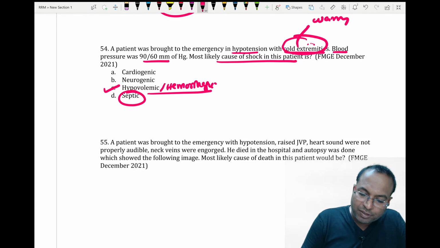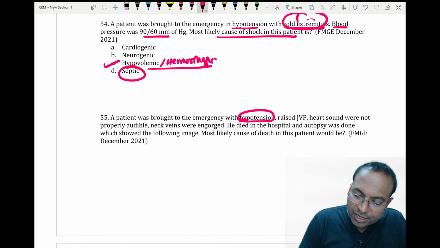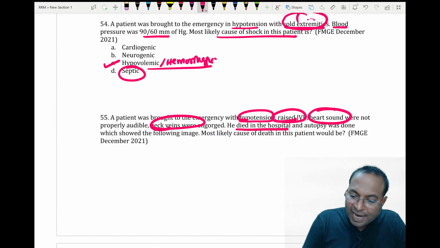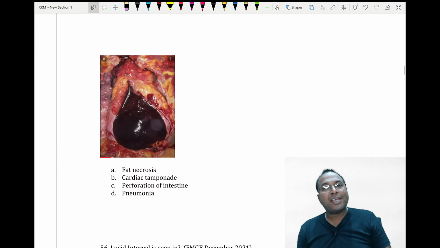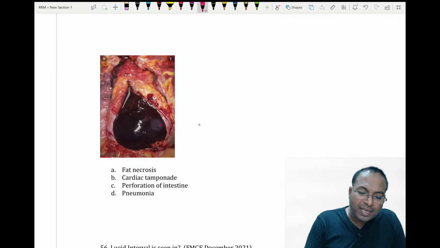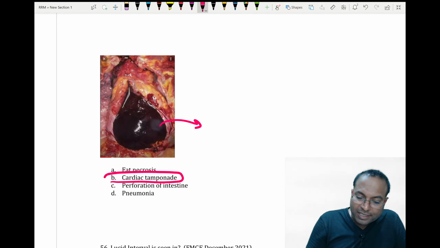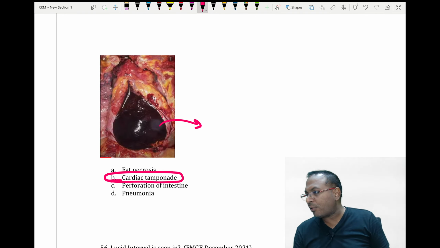Okay. A patient was brought to the emergency with hypotension, raised JVP, heart sounds muffled, neck veins enlarged. He died in the hospital and autopsy was done. Following image obtained. What is the diagnosis? See, do you need any explanation for this? This is a case of cardiac tamponade. We have opened the pericardium. You can see the patient died of cardiac tamponade. So everything is already clear. Okay, simple question.